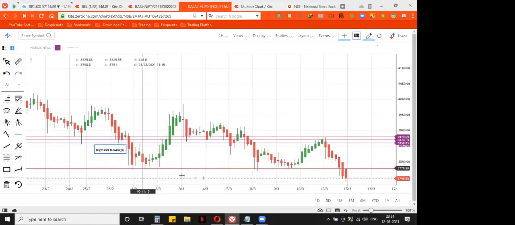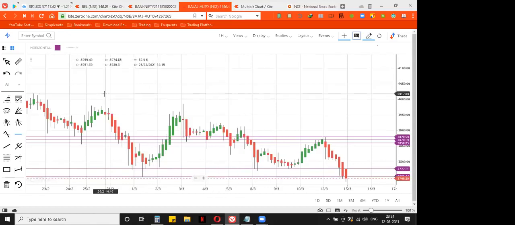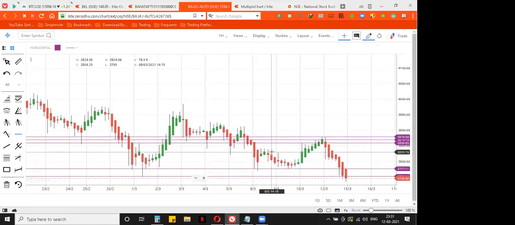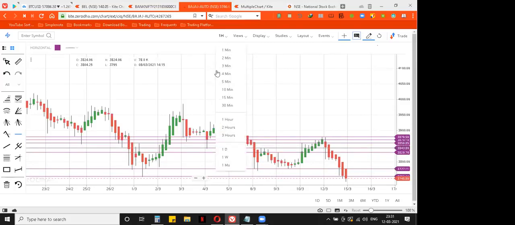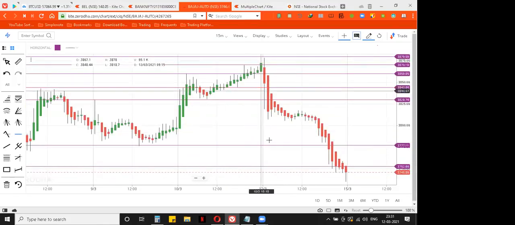So you look in the past also where this thing has refused to form a lower low in the case of a red candle. Then you see if there is any hidden resistance levels here. After this high, there is a lower high. So you have lots of lines here, okay? But when you go back to a 15-minute candle, you will find these levels are very neatly marked.